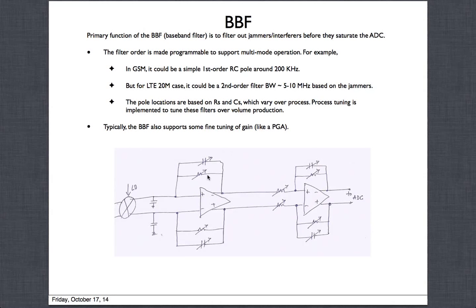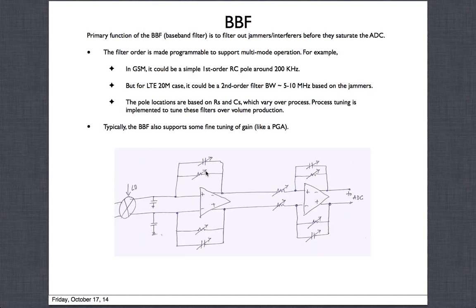When you add so much programmability, these become discrete banks of capacitors and discrete banks of resistors. All this adds a lot of parasitics, and the challenge is, how do you design an op-amp which has good enough speed and is also stable with so many parasitics hanging at your input and output? That is where it becomes a real challenge to design these op-amps to provide all these different programmable modes.